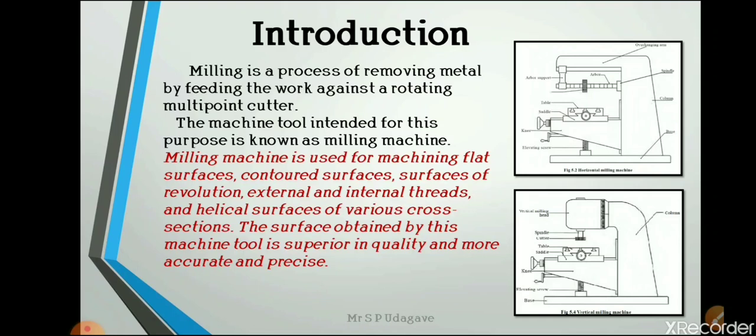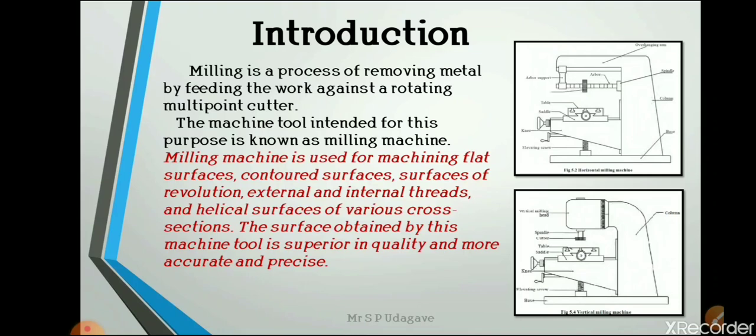A milling machine is used for machining flat surfaces, contoured surfaces, surfaces of revolution, external and internal threads, and helical surfaces of various cross sections. So mostly the milling machine is related to different surfaces. We can remove the unwanted material, as well as give the threads a finish and an accurate size. The surface obtained by this machine tool is superior in quality and more accurate and precise.